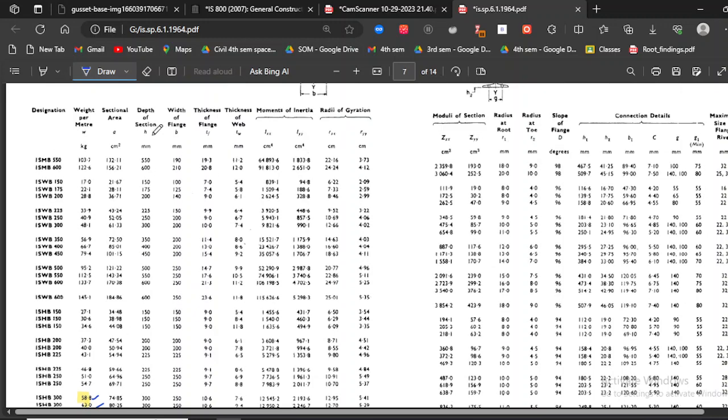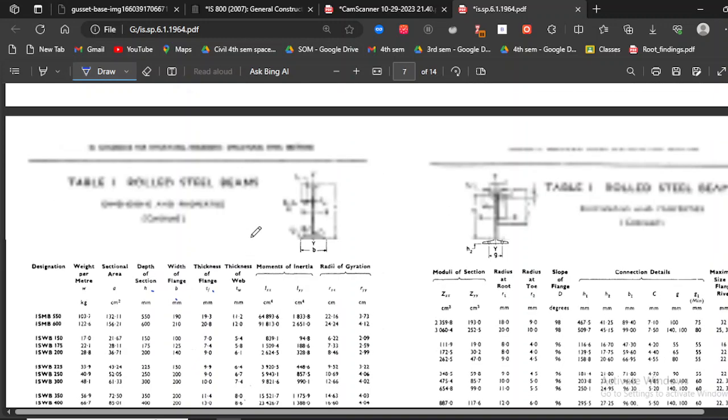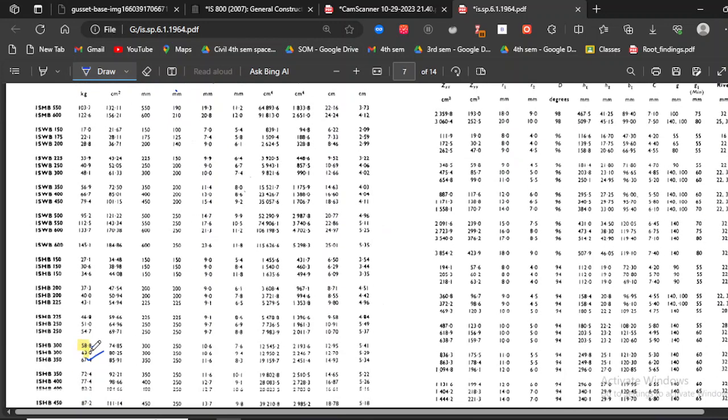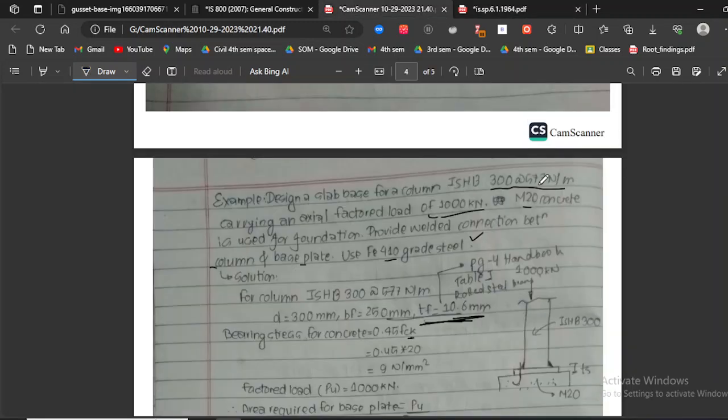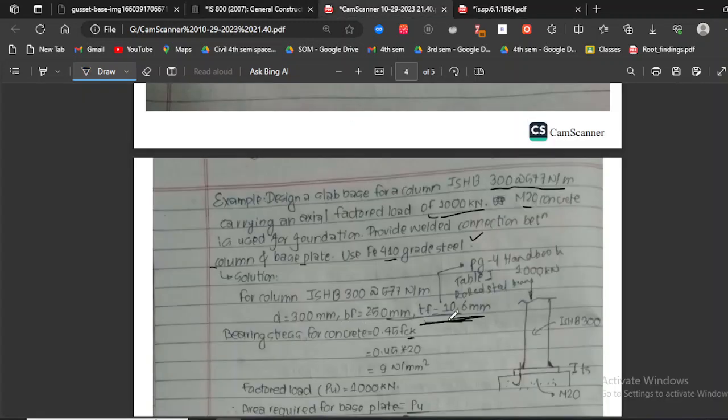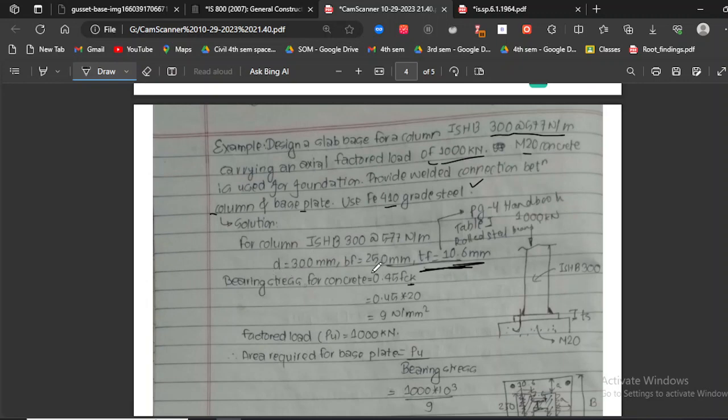So we are going to take the depth of section, width of flange, and thickness of flange. What does H refer to, what does B refer to, and what does thickness of flange TF refer to? We'll be taking the values for 58.8. What we have basically done is divide 577 Newton per meter by 9.81 to convert to kg per meter. So we'll be taking these three values: firstly 300, 250 and 10.6, and we have written them as D, BF and TF.